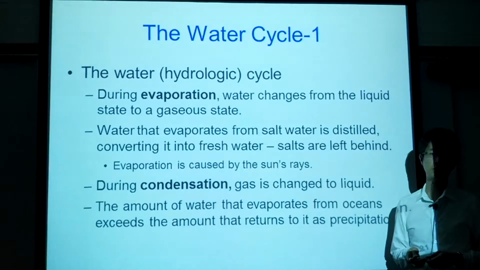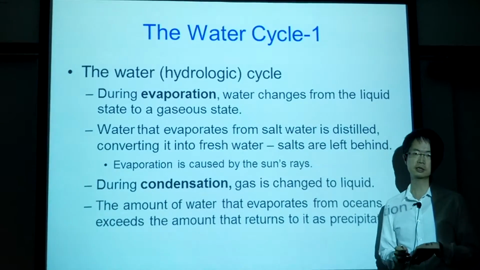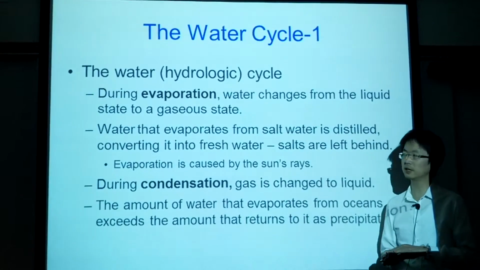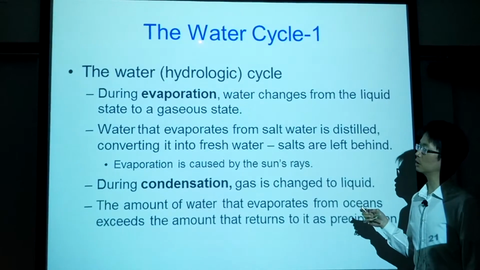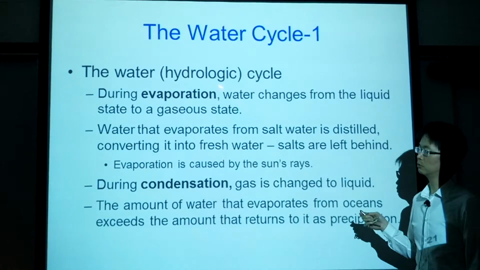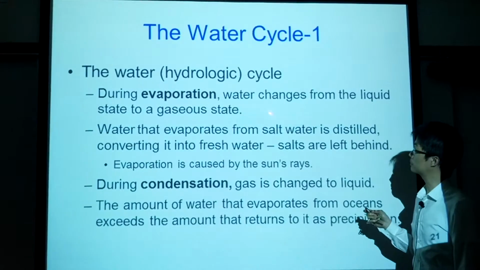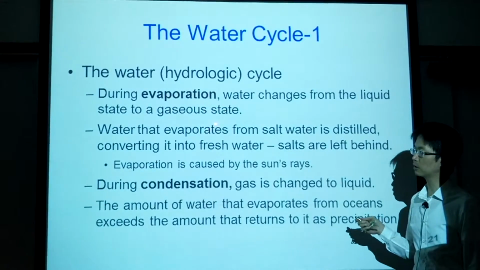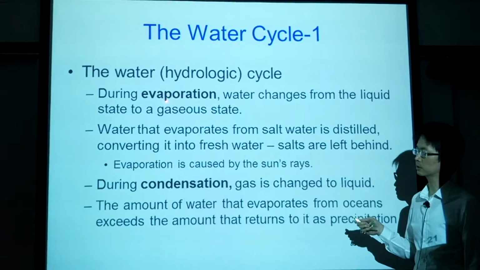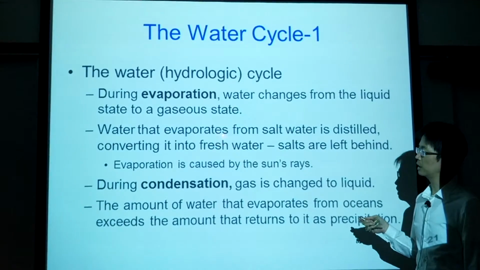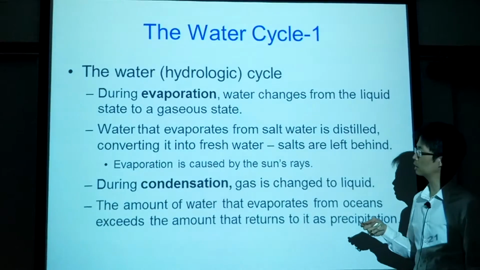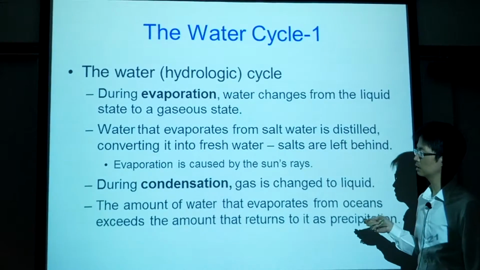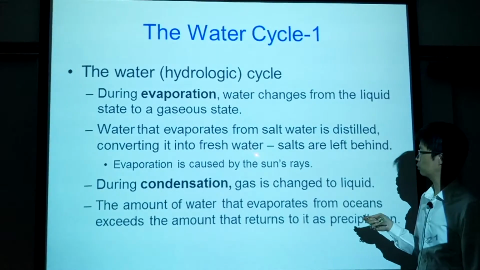Okay, we first talk about the water cycle because it is the easiest. It is more or less like common sense. The water cycle has another name called the hydrologic cycle. When water evaporates, it becomes water vapor, a gaseous state. And when water evaporates, the salt dissolved in the water is separated, or distilled, and the water becomes fresh water.